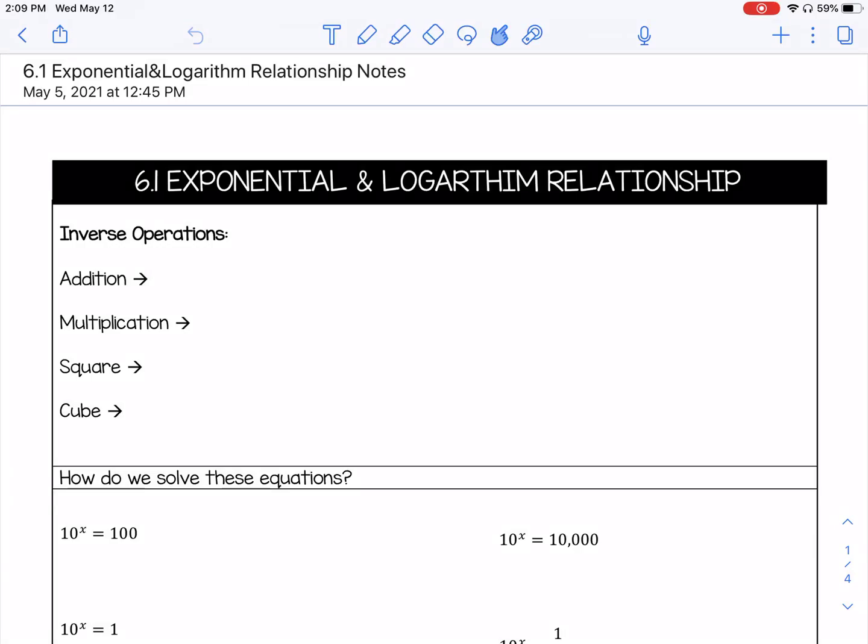Hi guys, we've got two videos for this unit, so let's get started with 6.1. We're going to look at the exponential and logarithm relationship.